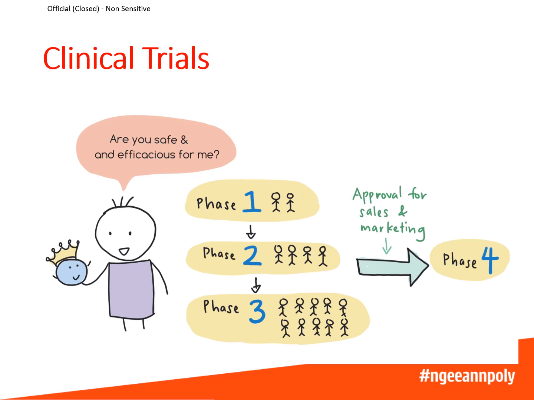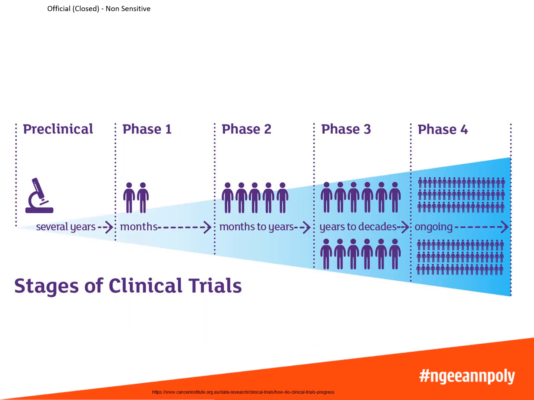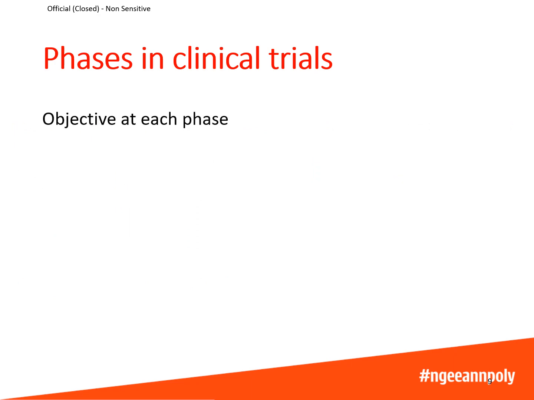Now let's take a look at clinical trials. The objective of clinical trials is to determine whether the drug is safe and effective for the patients. Before a drug is approved, it has to first go through phase 1, 2, and 3 clinical trials. After approval, phase 4 studies may still be required. The different phases of clinical trials differ in terms of their number and types of participants, the duration, and the outcomes of the study. Let's take a look at the objectives of each phase of clinical trials.